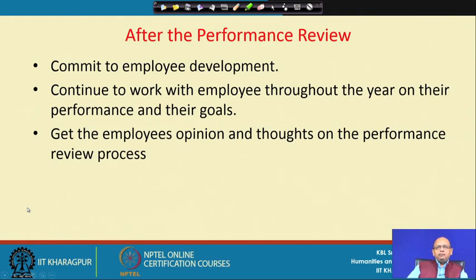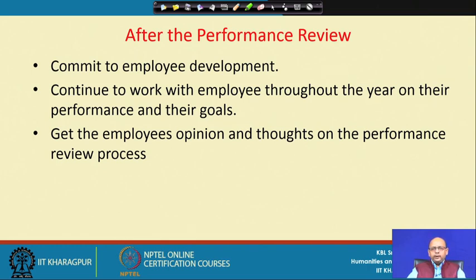Then finally, after the performance review, what happens? Make sure that you are able to develop a commitment about the development of the employees, right. Make sure that employees work on a regular basis, not on a part of it, because sometimes employees do not work in a few segments of the year, but in a few segments they work more to compensate for the work that they are supposed to do. So, if they are working continuously throughout the year on their performance and goals, then it will be easy for them to achieve, and provide whatever support and resources are required by them, and then get the support of the employees for this process, right.